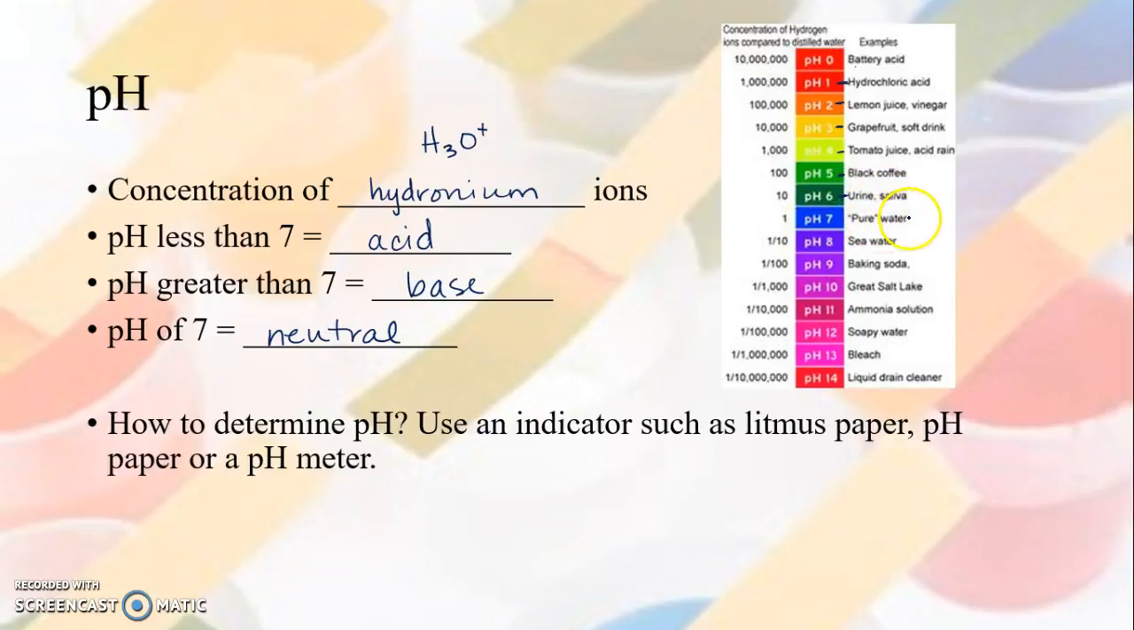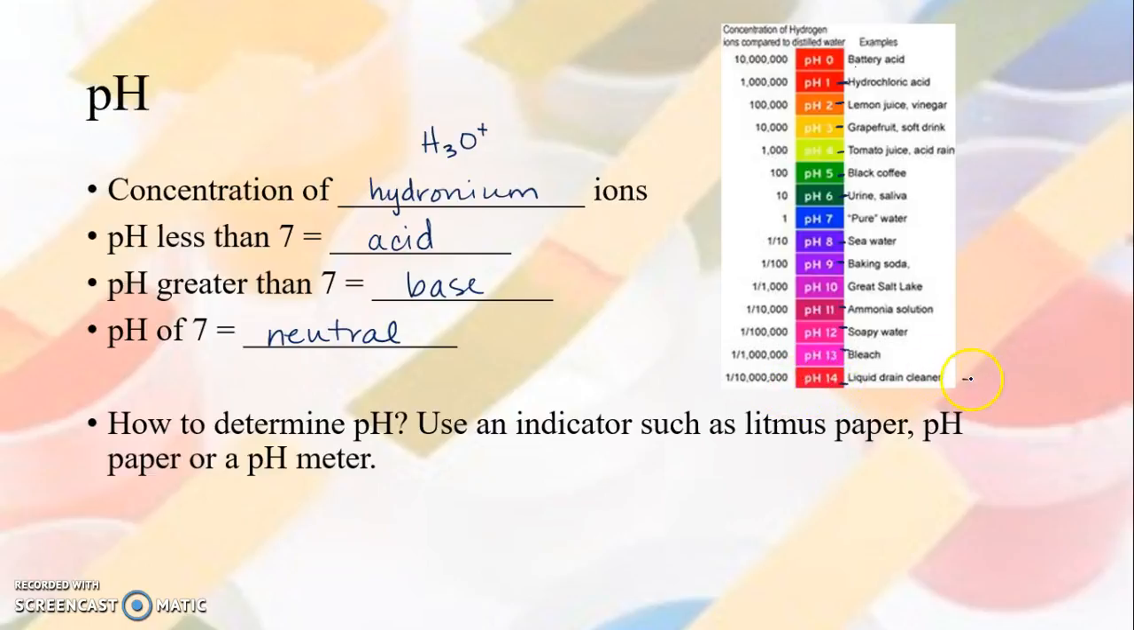All right. Pure water, your blood is also around a pH of 7. Seawater is a pH of 8, so it's a little bit more basic than baking soda. Ammonia is a pH of 11. Soap, usually anywhere between a pH of 10 and a pH of 12. Bleach is a 13. And liquid drain cleaner, you don't want to touch that stuff because it's a very basic solution. It's a pH of 14.